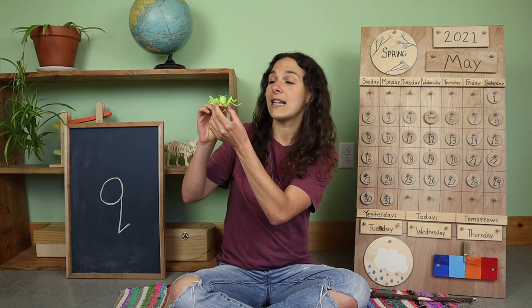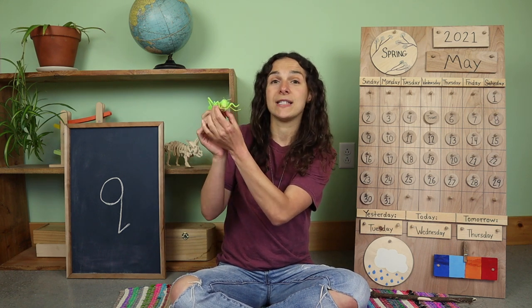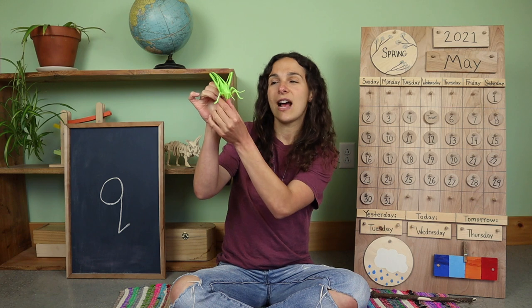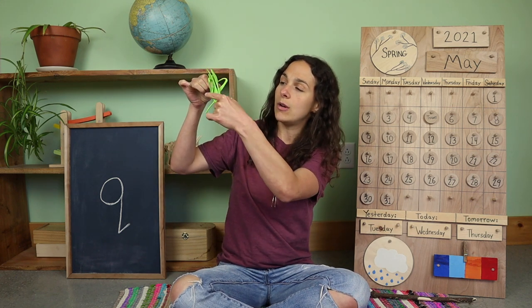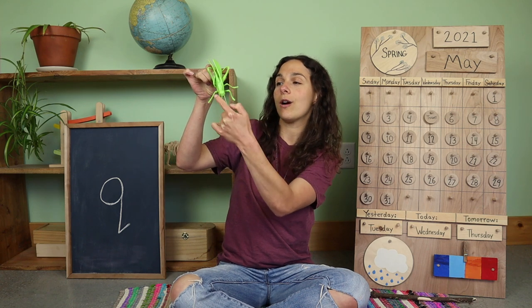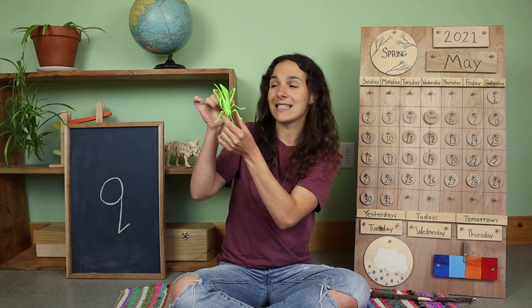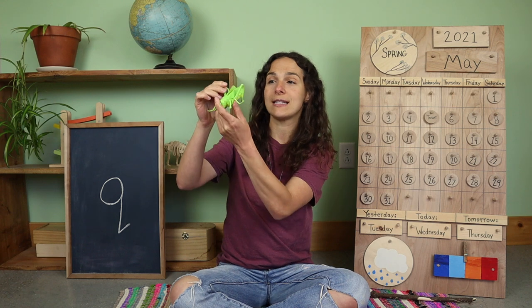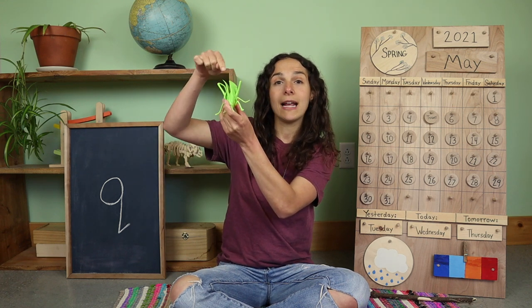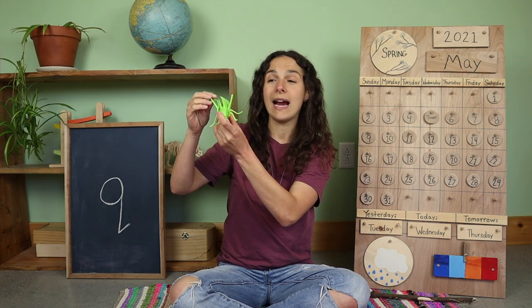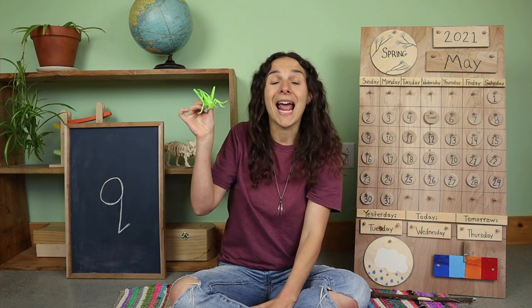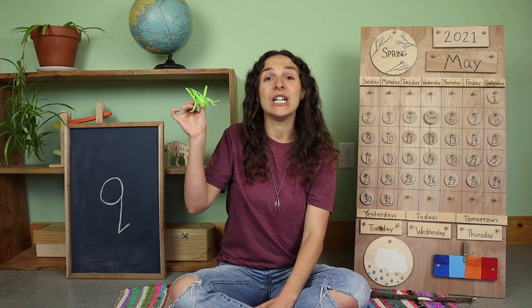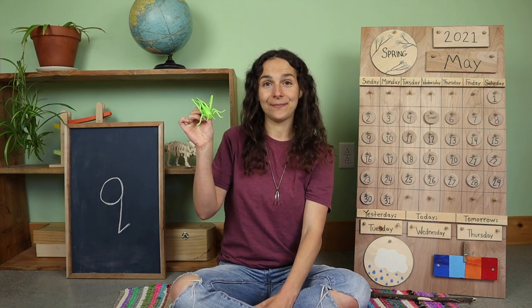Now, insects, including grasshoppers, have six legs. Let's count this grasshopper's legs. 1, 2, 3, 4, 5, 6. And you'll notice that the back two legs on a grasshopper, or its hind legs, are much larger than the other legs. And that's how a grasshopper can jump so high.